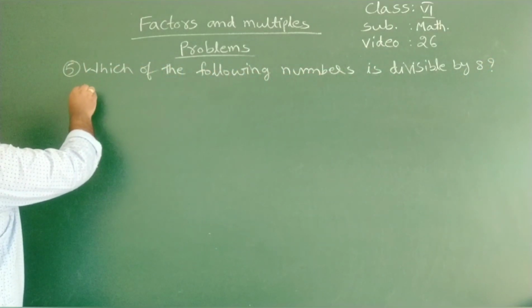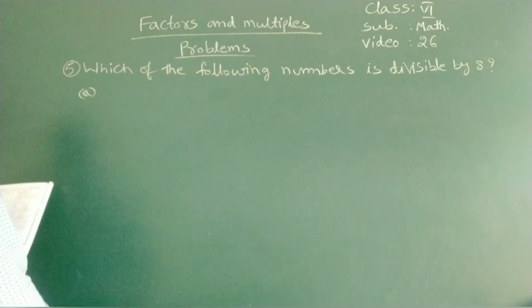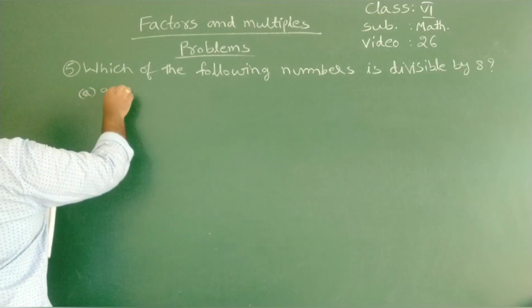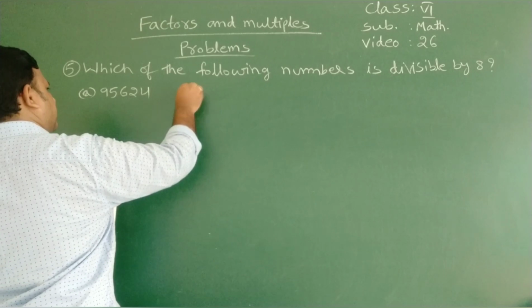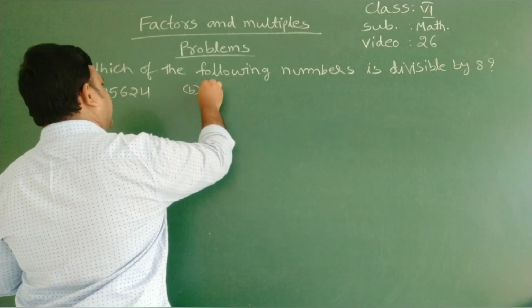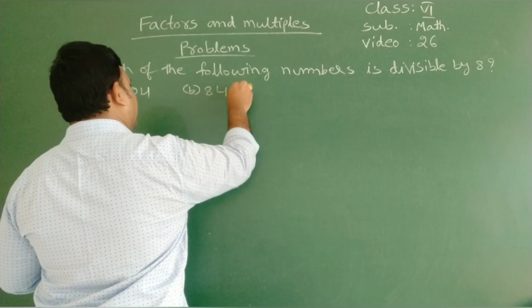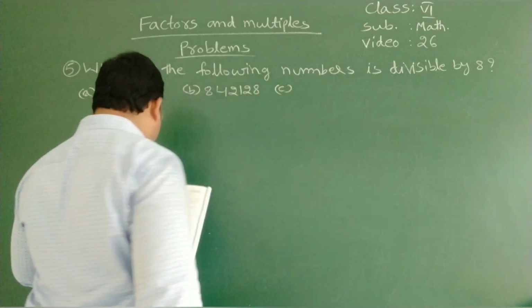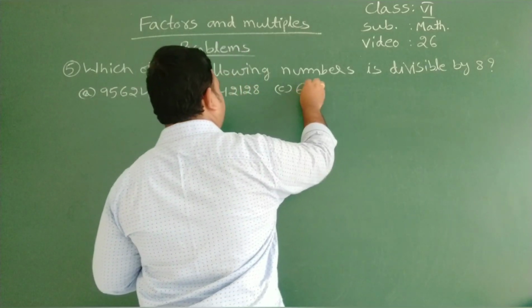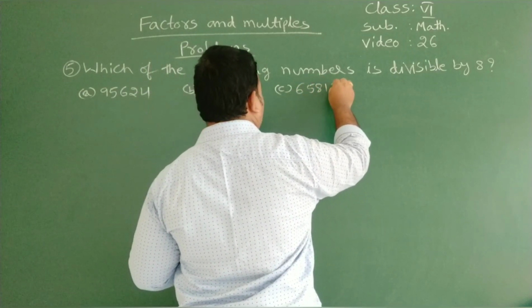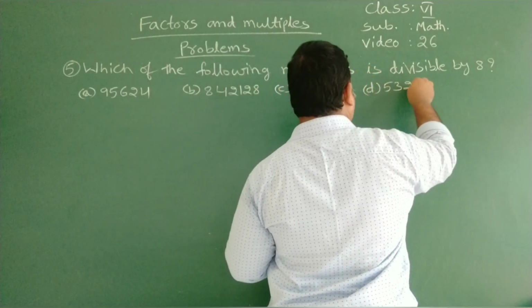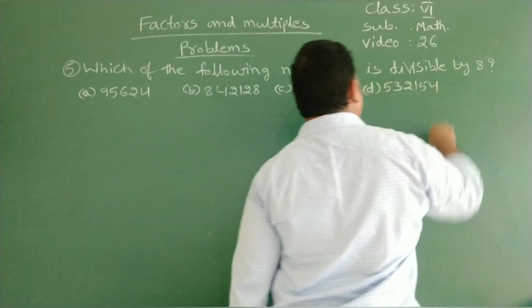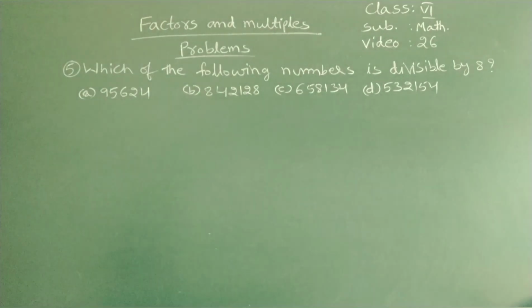Some numbers are given here. Let us see. The first number 95,624. Second number 842128. And the third number 658134. And the last number is 532154. These are the given numbers. We have to check the divisibility rule of 8.